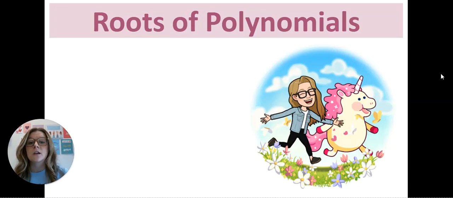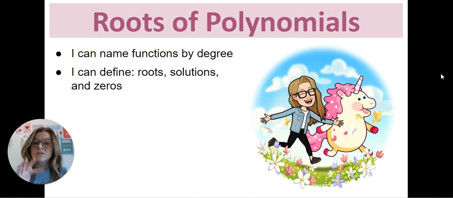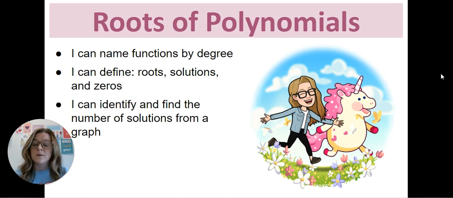In this video we're going to be talking about roots of polynomials. So at the end of the video, I want us to be able to name functions by degree, define what roots, solutions, and zeros mean, and identify and find the number of solutions from a graph.